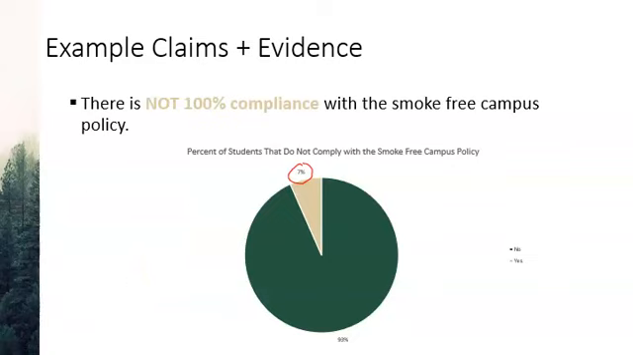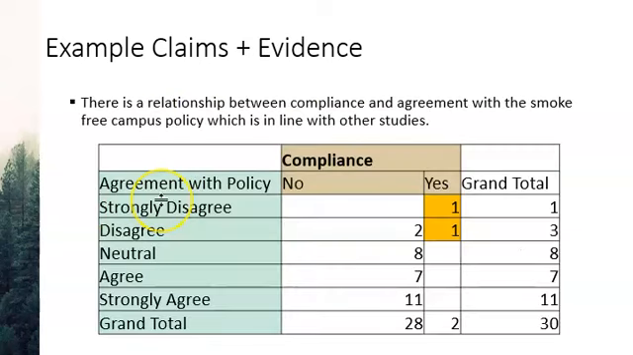And finally, going in order from most to least relevant, or connecting the topics as we go along, we talked about students' attitudes, we talked about their compliance, then we put it together in our third claim. There is a relationship between compliance and agreement with the smoke-free campus policy, and this is in line with other studies.